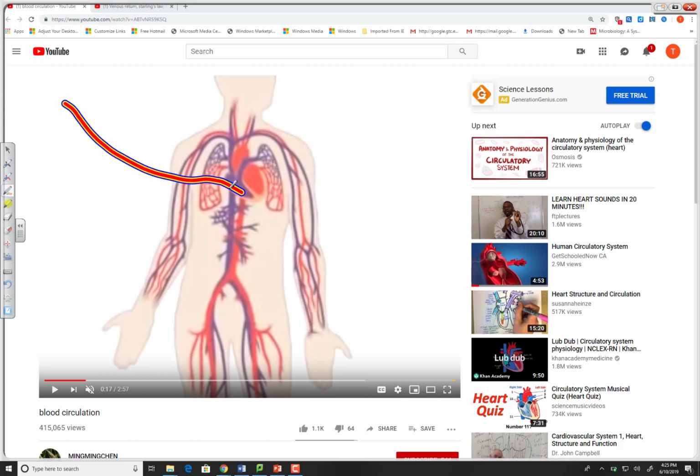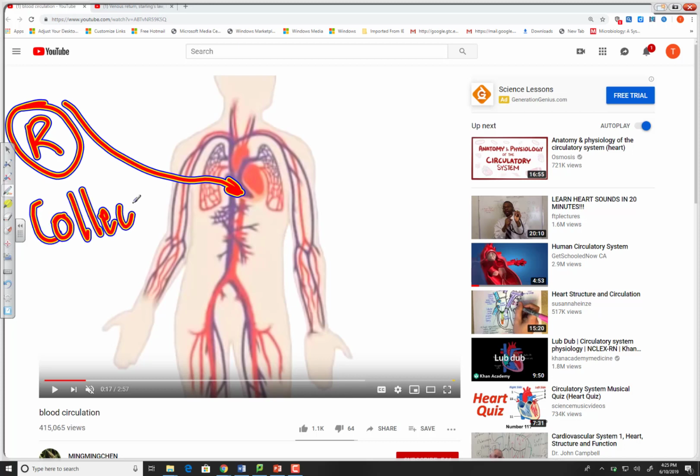You have the right heart, and the right heart collects all the venous blood from the body. So all the veins of the body collect all the venous blood and dump it into the right side of the heart. So all venous blood from the body gets dumped into the right side of the heart.